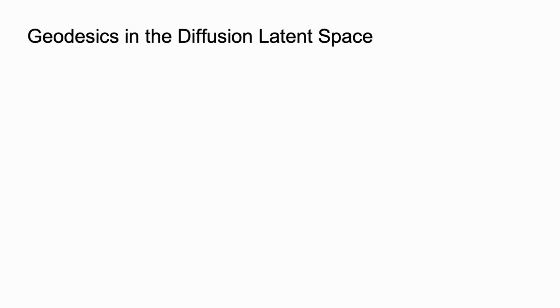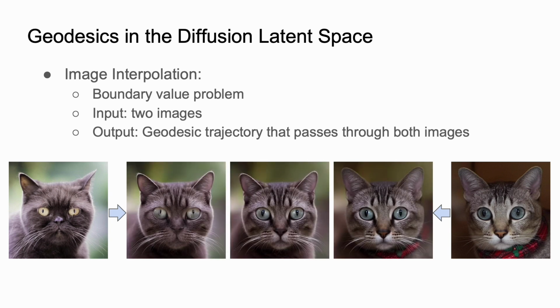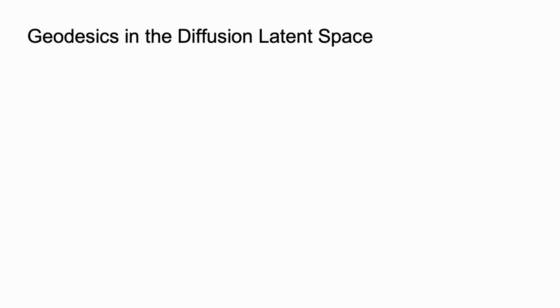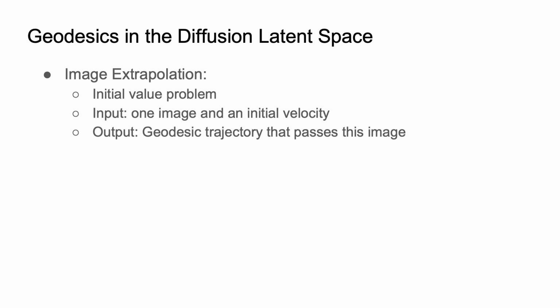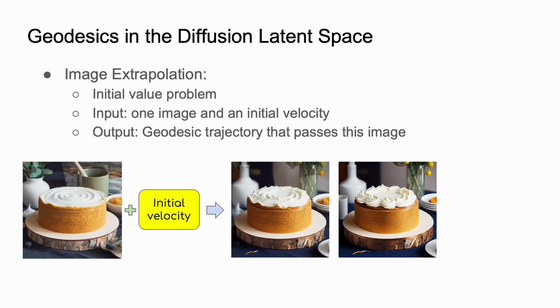Now, we apply this method to the latent space of a pre-trained image diffusion model and explore 2 applications. The first one is image interpolation, which can be formulated as solving the boundary value problem. Given 2 input images, we compute the geodesic path that connects them in the latent space and sample along this path to generate smooth, high-quality intermediate images. The second application is image extrapolation. Starting from a single input image and an initial velocity guided by a target prompt, we generate a sequence of images with the desired transformation.